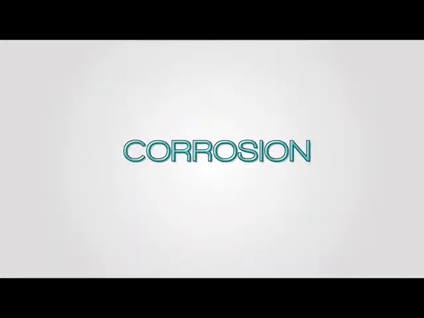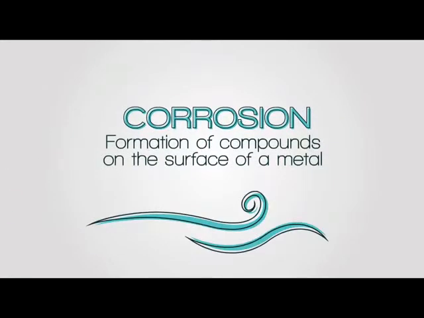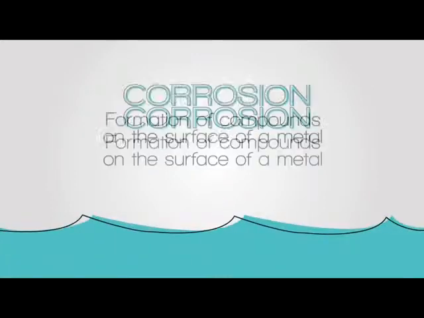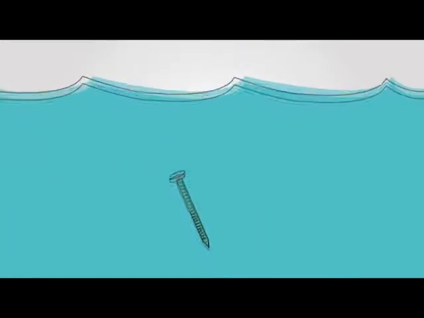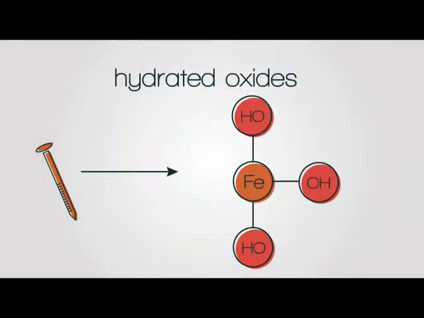Corrosion is described as the formation of compounds on the surface of a metal when it is exposed to air and/or water or an electrolyte like salt water. Typically, once a metal corrodes, it forms compounds known as oxides or hydrated oxides.